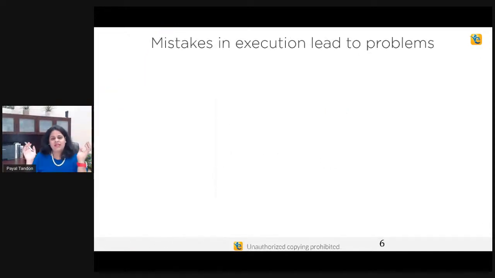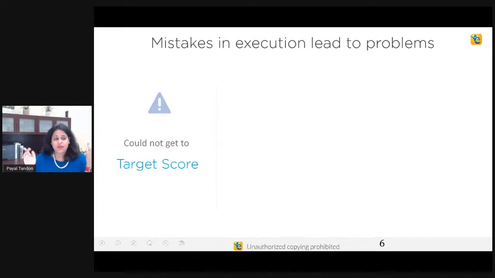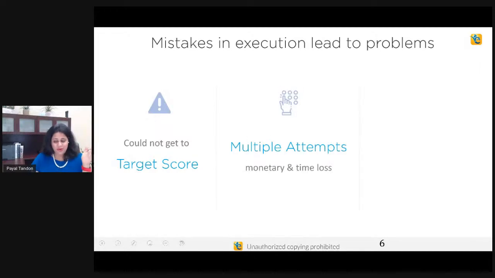So what can happen if you make mistakes in the execution phase? The first thing that will happen is you will not be able to get to your target score, and that is very disappointing, especially when I know that all of you prepare so hard. You put in hours and hours of study time, having a full-time job, having a personal life to take care of. Preparing for the GMAT is a very big commitment. So I don't want you to be making certain mistakes and ending up not getting to your target score. That's something which we don't want to happen.